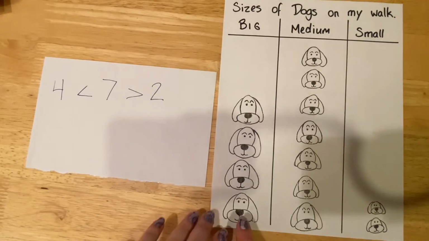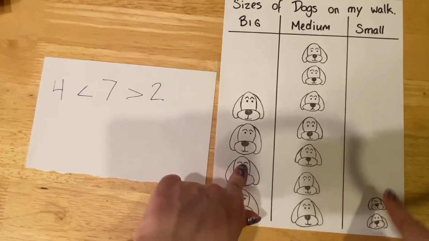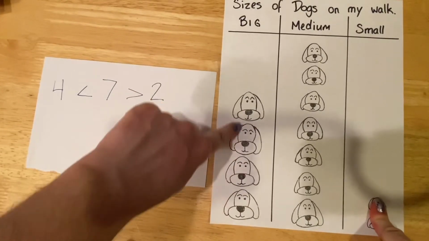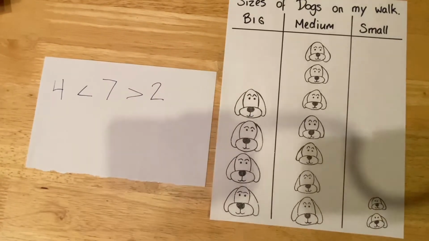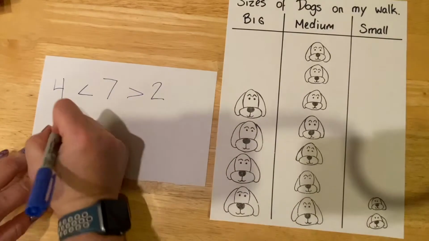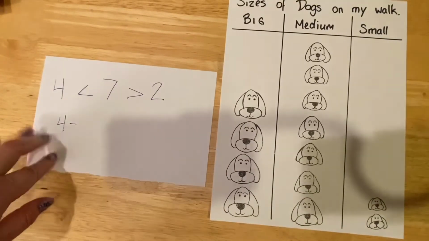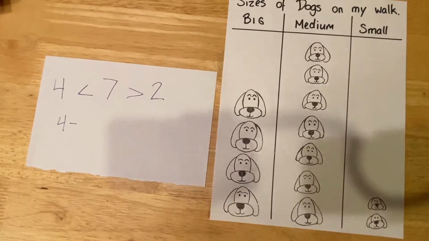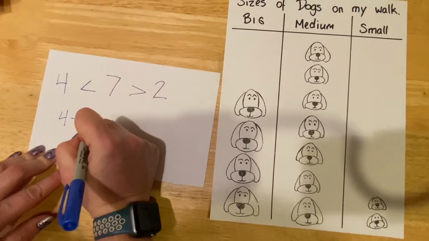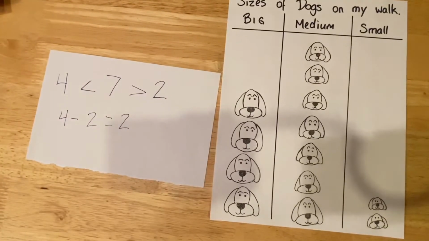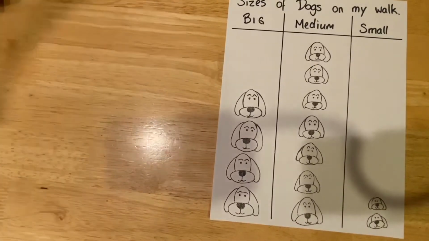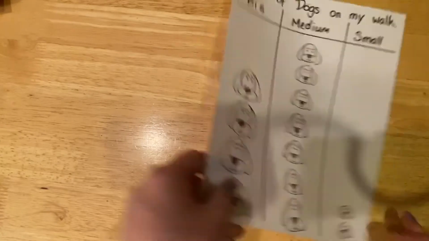So we have partners, but these two don't have partners. So there's 2 more big dogs. What number sentence could we write to show that? Well, there are 4 big dogs, and we're going to take away how many little dogs? 2. 4 take away 2 equals 2. That's some interesting information. All right, let's move on.